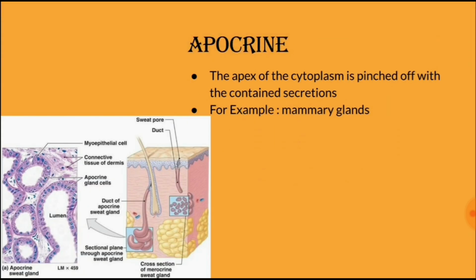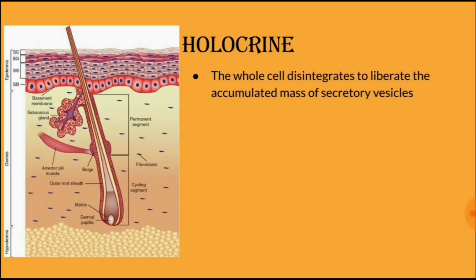Apocrine. So in apocrine, the cytoplasm pinches off along with the secretion. So the cell literally pinches its cytoplasm along with the secretion. So the example of apocrine is mammary gland. Moving to the holocrine, wherein the dead cell along with the secretion is sent. Okay, so the accumulated mass of secretory vesicles is disintegrated along with the whole cell, the dead cell. Okay, so that is an example of a holocrine.